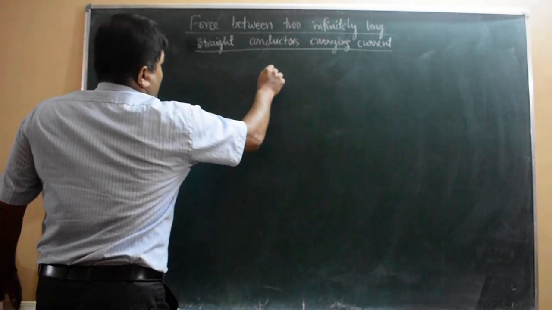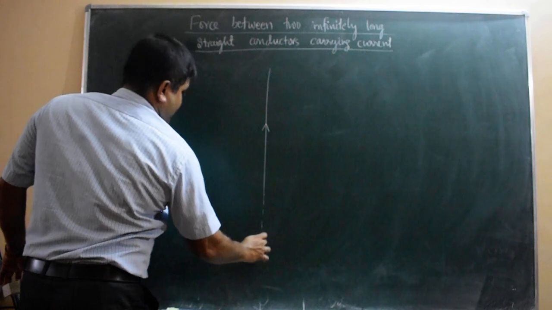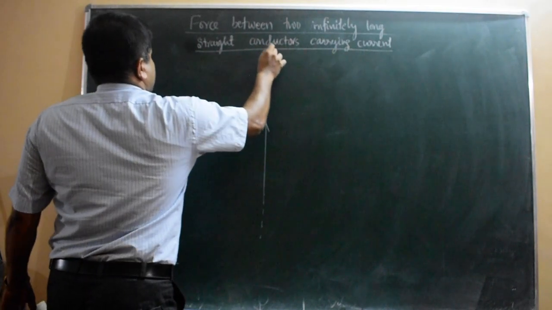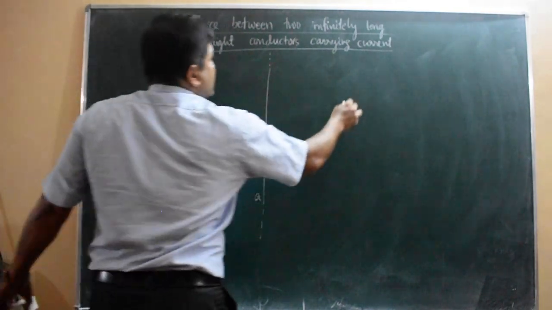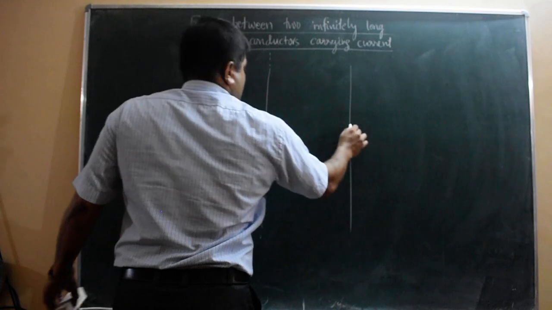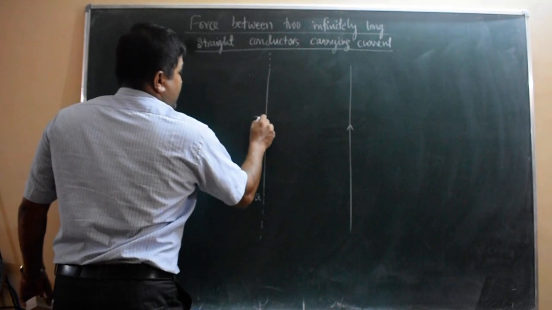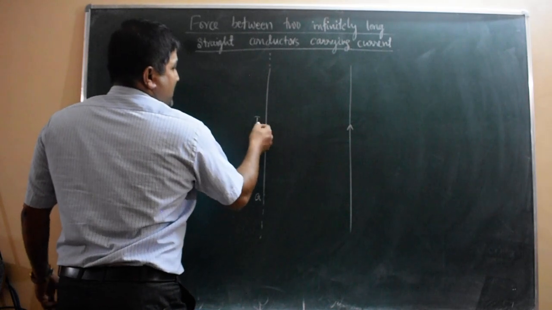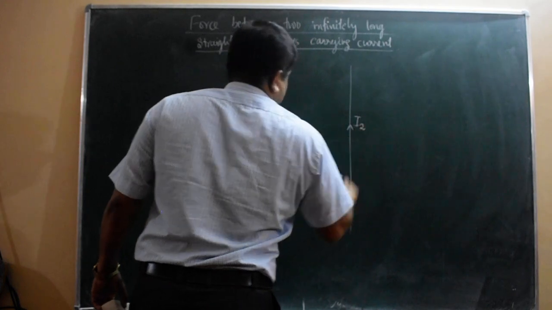Firstly, let me draw the diagram. So, one conductor infinitely long, say let it be conductor A. Another conductor separated by a distance like this. That is also carrying current. Okay, let me take the current here as I1, or IA also I can take. I will take I1, and here the current is I2.